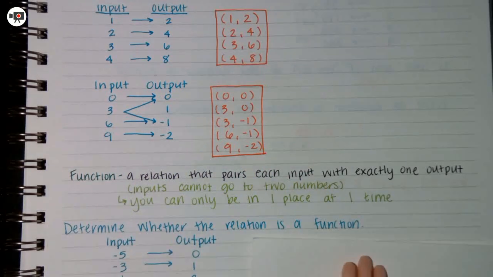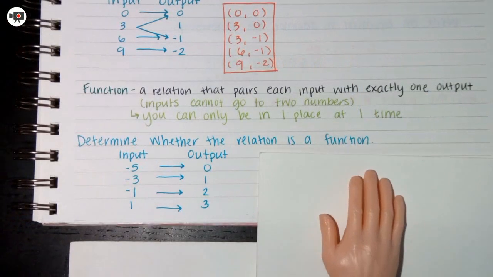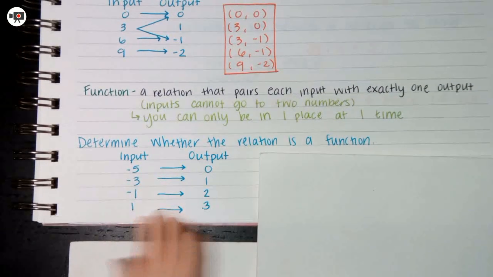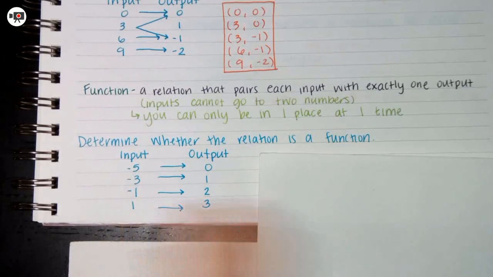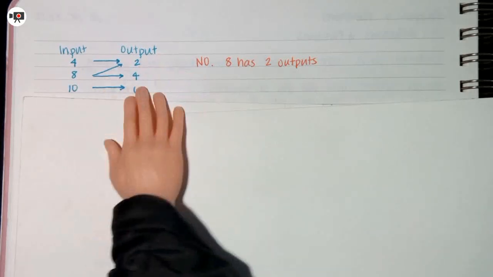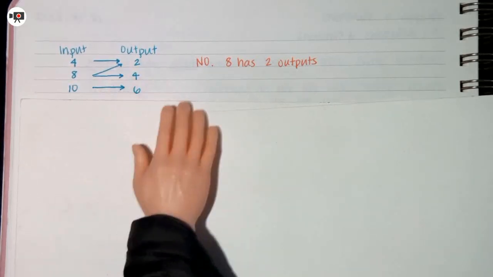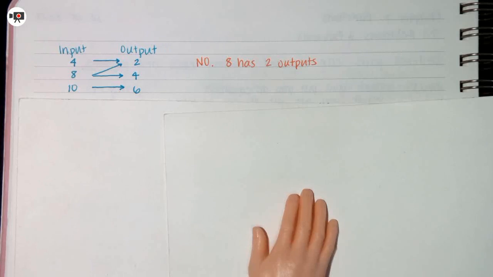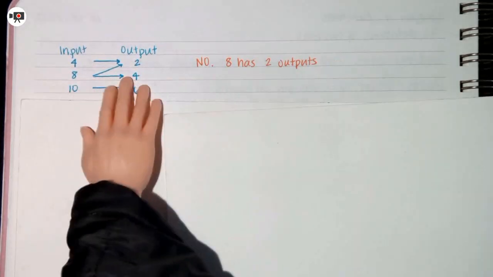So we're going to determine if this is a function or not. I see that the arrows are straight across, the inputs are all different, and so we'd say yes, because each input has only one output. This one here, we see that 8 has two different outputs. 8 has two arrows from it. And so, no, this is not a function, because inputs cannot be repeated like that.